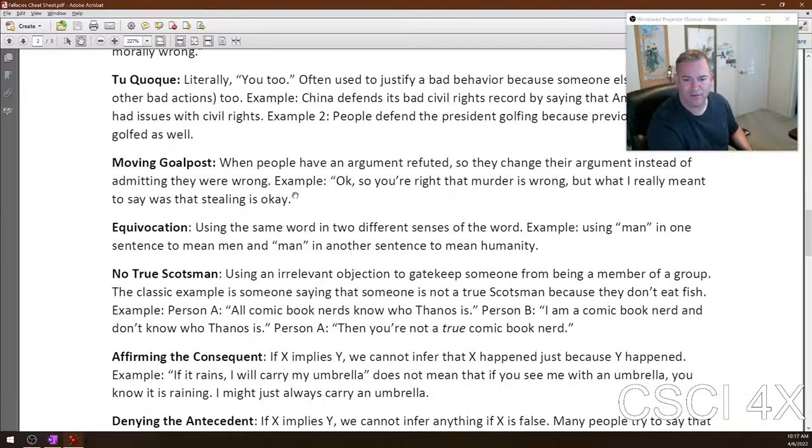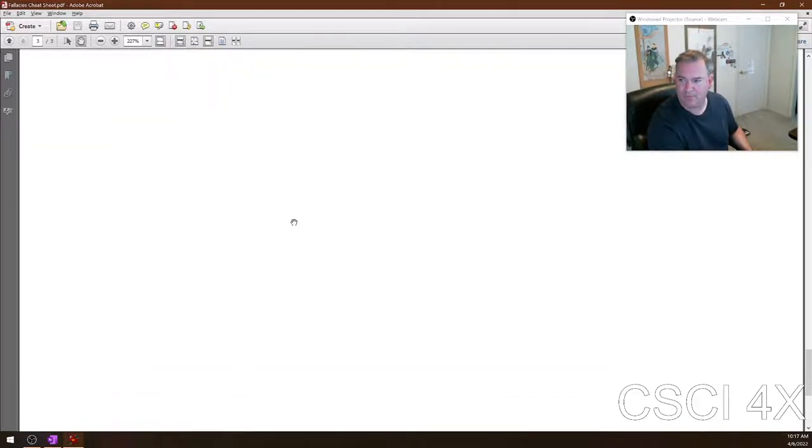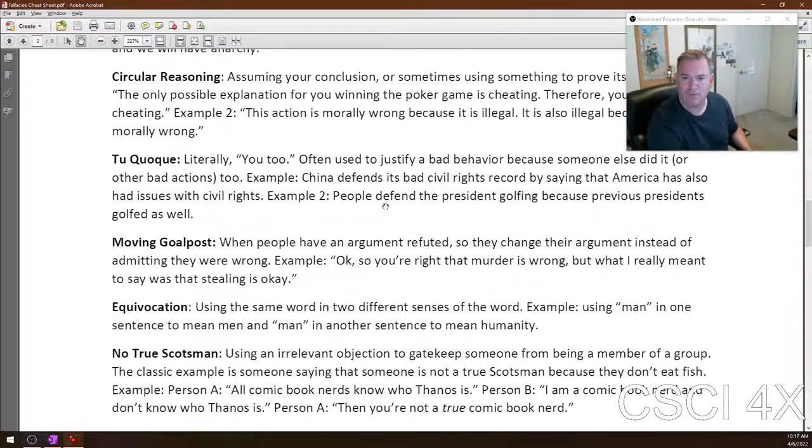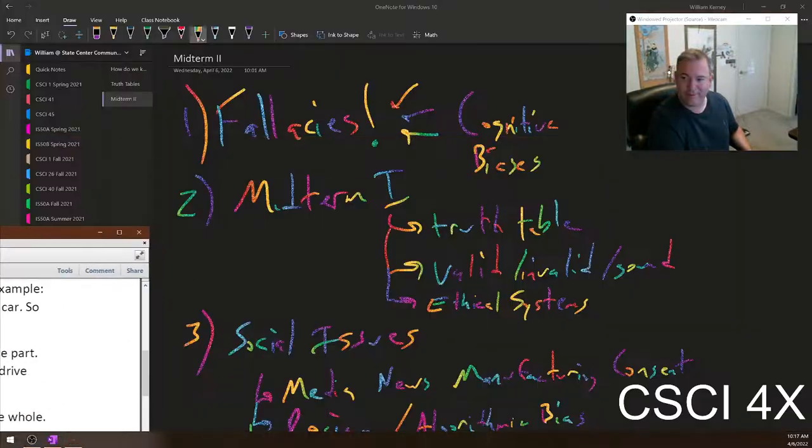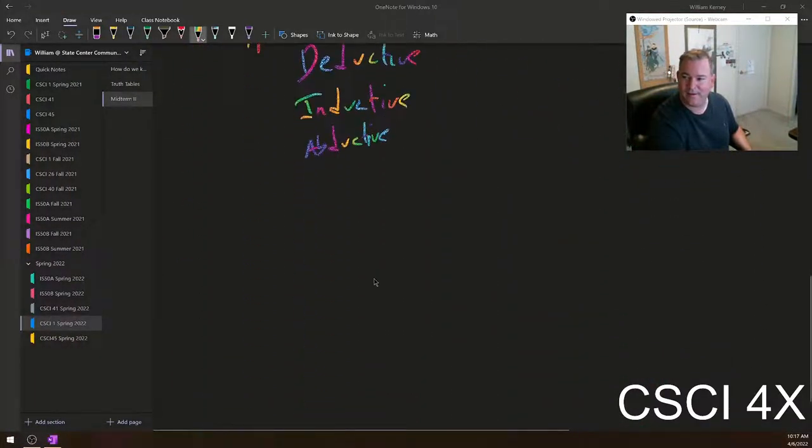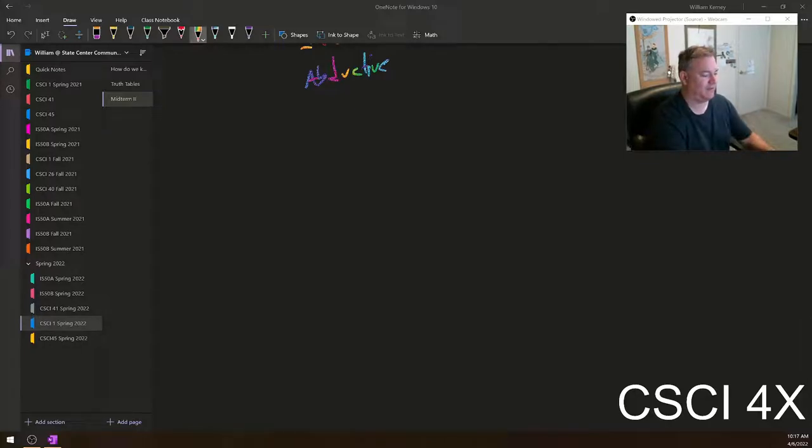I don't think we have the cognitive biases in here either. Maybe I'll add those as well. Okay, so let me toss out some arguments, and you tell me what fallacy they are. Like I said, this is going to be the majority of the points on the midterm. So let's play a game of Jeopardy or something.